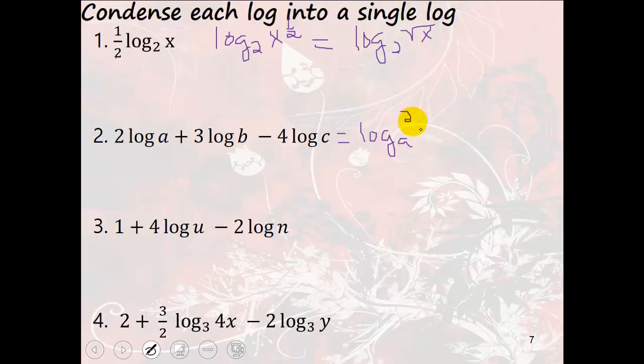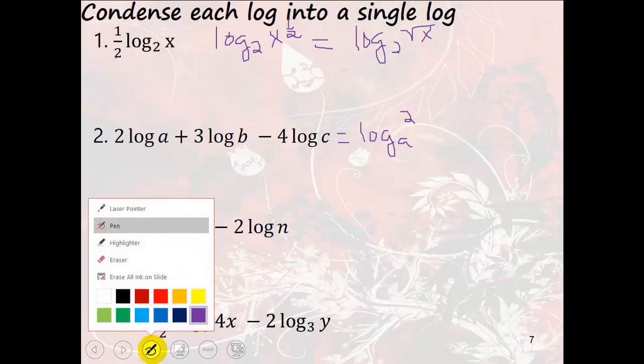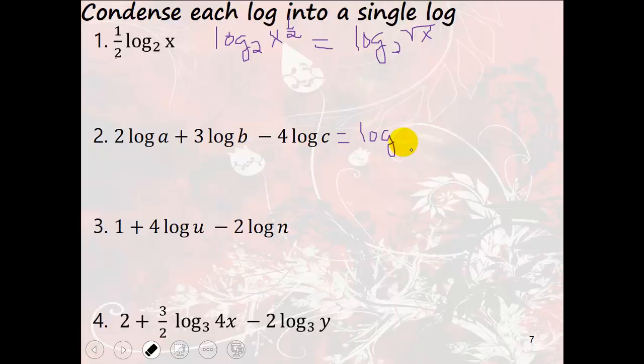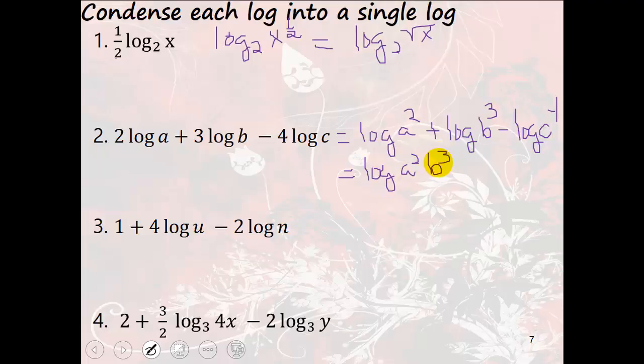Log a squared, that's base 10 of the input a. Let me just make that so that it reads a little bit better. This is log base 10 of the input a squared plus log base 10 of the input b cubed minus log base 10 of the input c to the 4th. Now, any positive logs, the inputs get multiplied together. So that's log a squared b cubed. Any negative logs, the input gets moved to the denominator, c to the 4th, just like that.